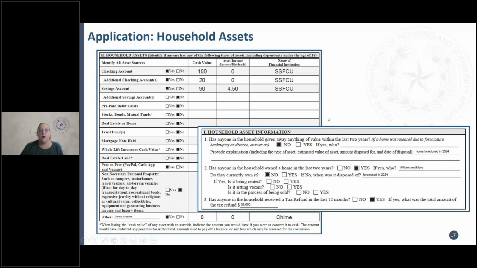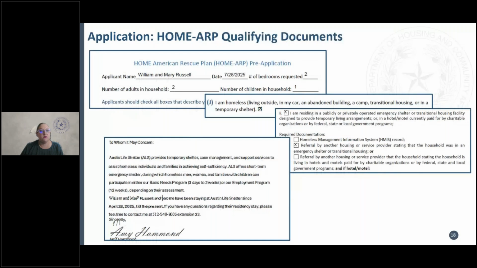So we've got our HOME-ARP qualifying documents. We've got to make sure that they are a qualified population under the HOME-ARP program. So they said that they are homeless, and they are residing in a private or publicly operated emergency shelter, and they were referred by the provider, and you can see that provider letter there. So for those of you that have this, this is just a quick look at what you would be looking for.